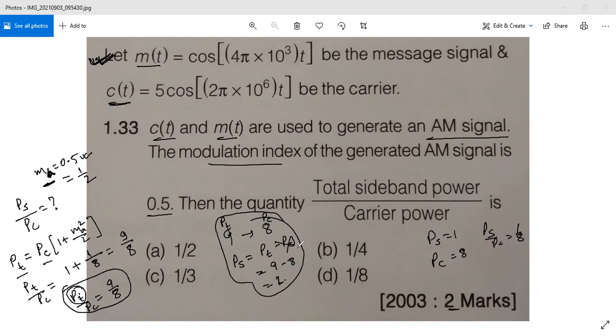And I think this type of question I have also asked in your exam also. Yes sir, in mid-sem, second mid-sem. Yes. But in that case, I had not given the total sideband power to the carrier power. I have given something else. Not the total sideband power. I think you asked about only the total power, PT by PT.